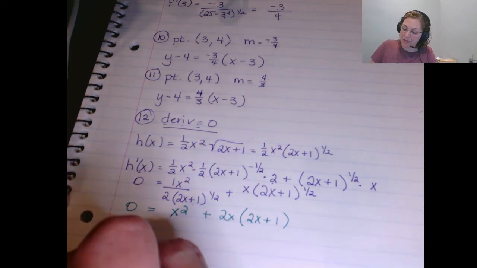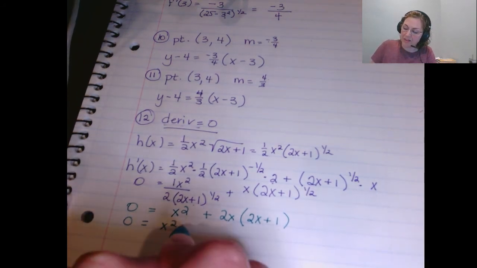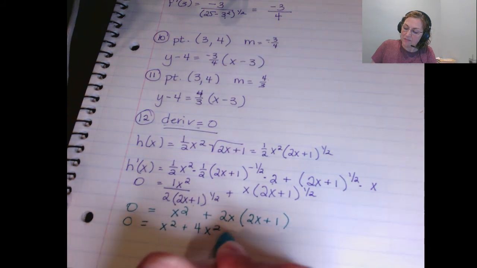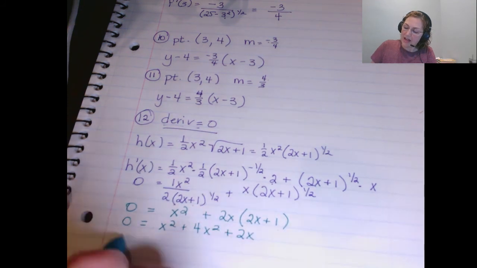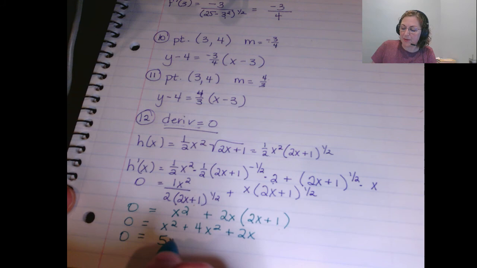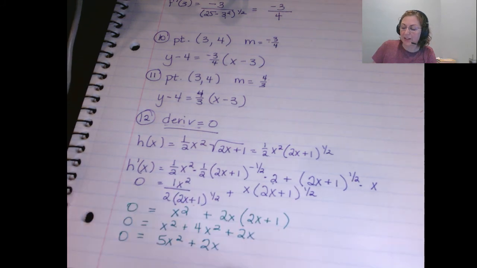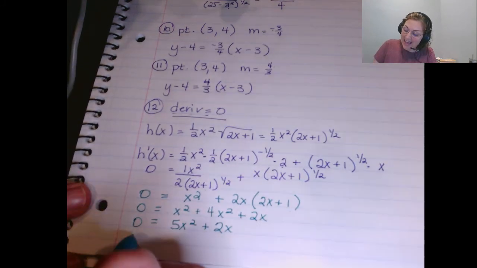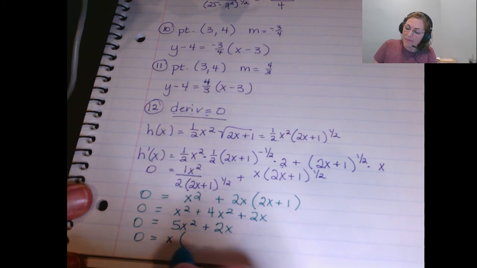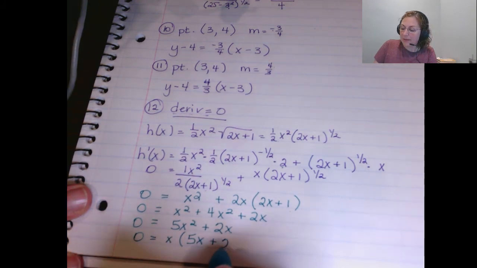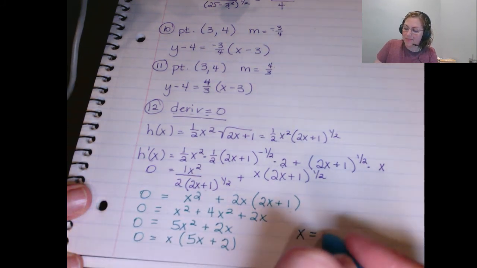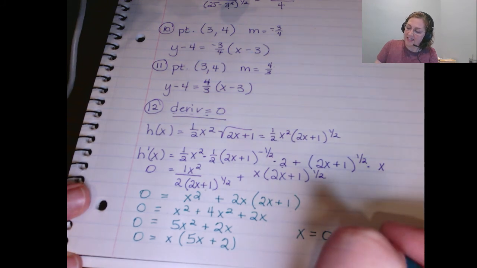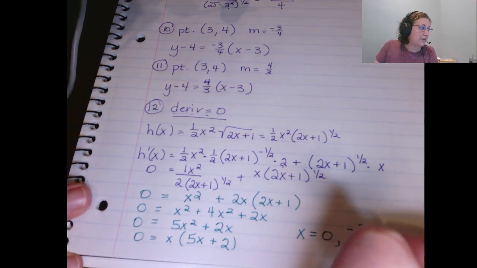I'm going to just distribute here. I will collect like terms, a little bit of algebra going on here. It looks like I'm going to factor out an x. And it looks like I'm going to get that x is 0 and x is negative 2/5.